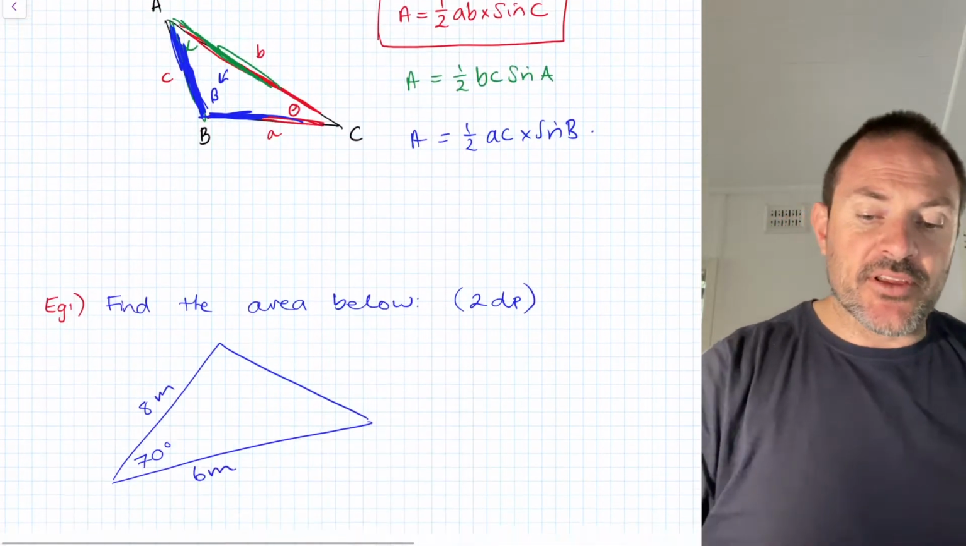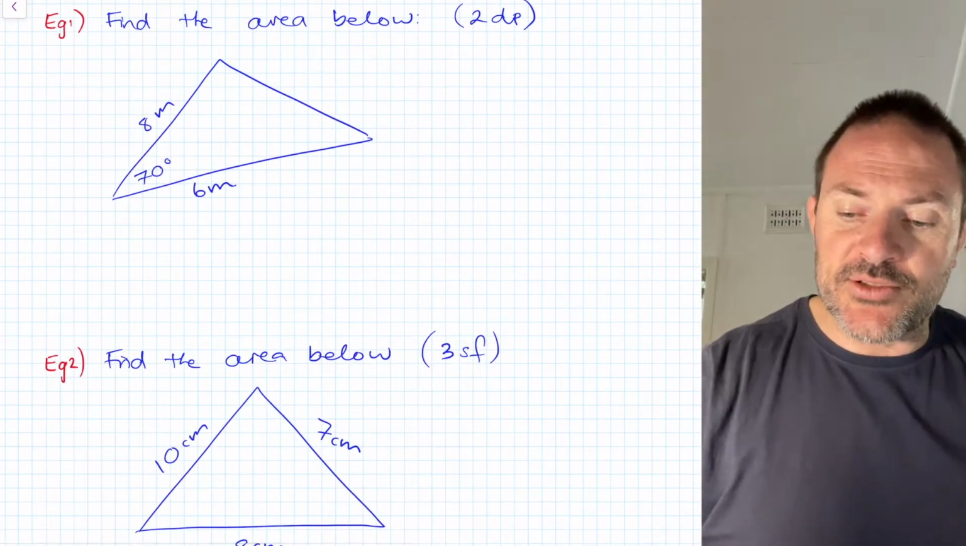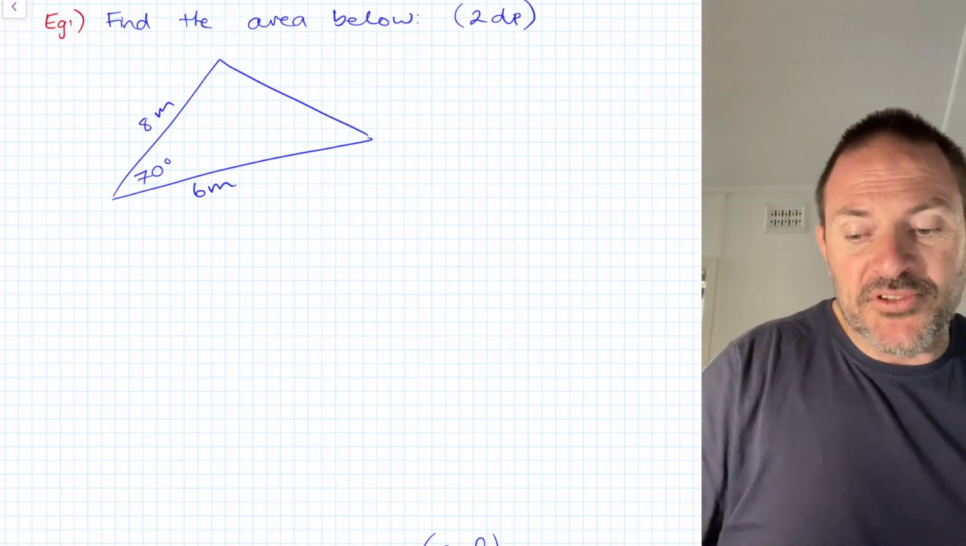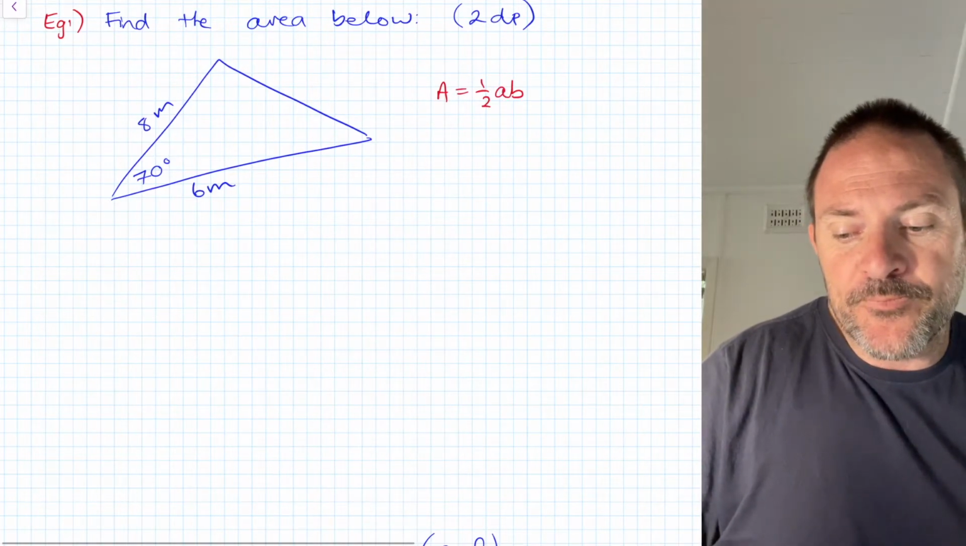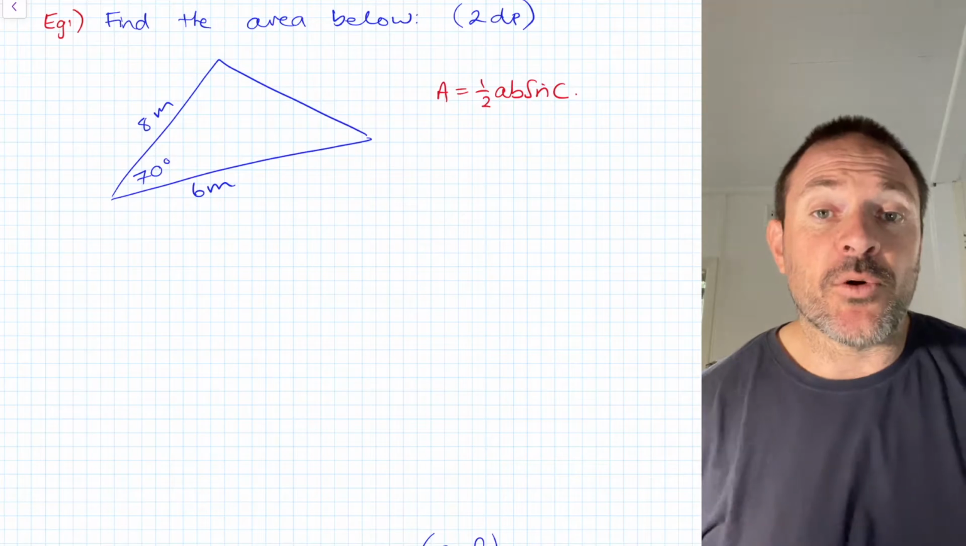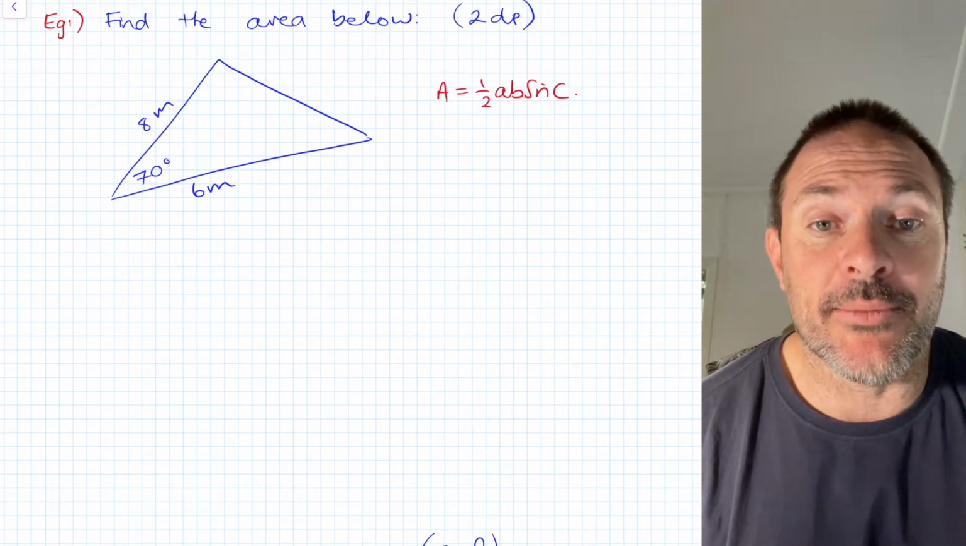So let's look at this question here. I'm going to write the rule down so we've got it there. You might want to actually pause it because it's not that hard, to be honest with you. I'm going to use AB and sine C. If you want to have a go at the question, as I said, pause it and have a crack and see what you come up with.